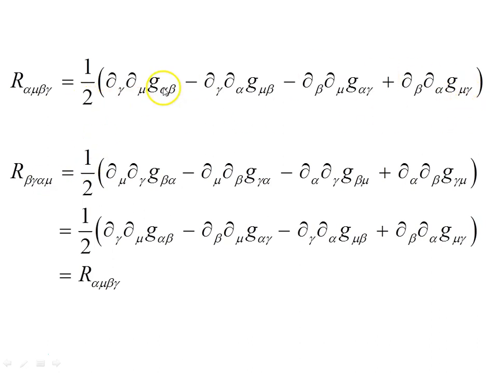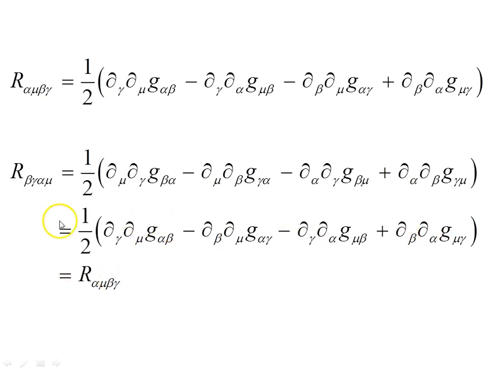So here's our original object. And let's start swapping. So alpha becomes beta. Mu becomes gamma. Beta becomes alpha. Gamma becomes mu. When we do all that the way through, and we'll just tidy it up in the next line, what we find is that this object produced is identical to the original one.